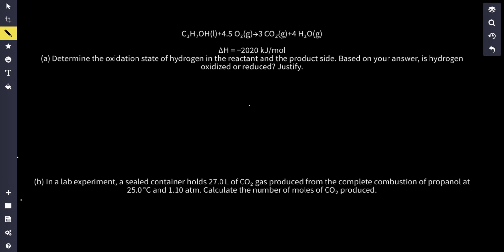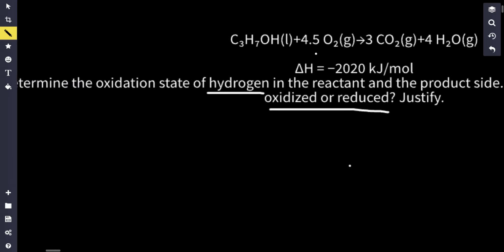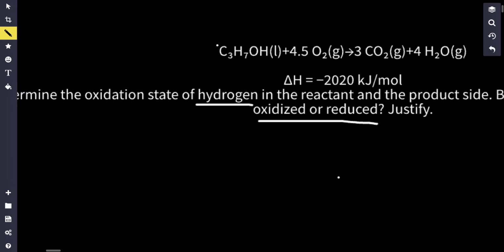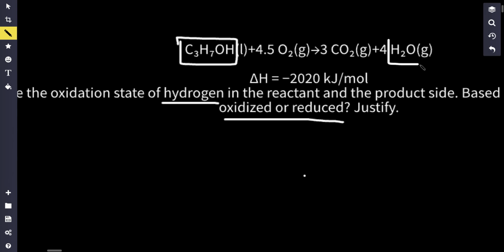Determine the oxidation state of hydrogen in the reactant and the product side. Based on your answer, is hydrogen oxidized or reduced? All right, let's take a look. So, right over here, this is hydrogen in our reactant side. This is hydrogen in the product side.